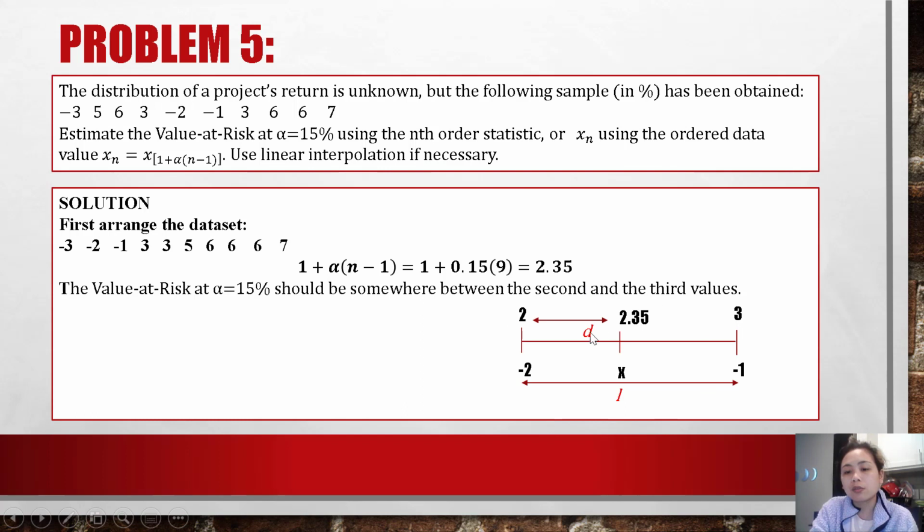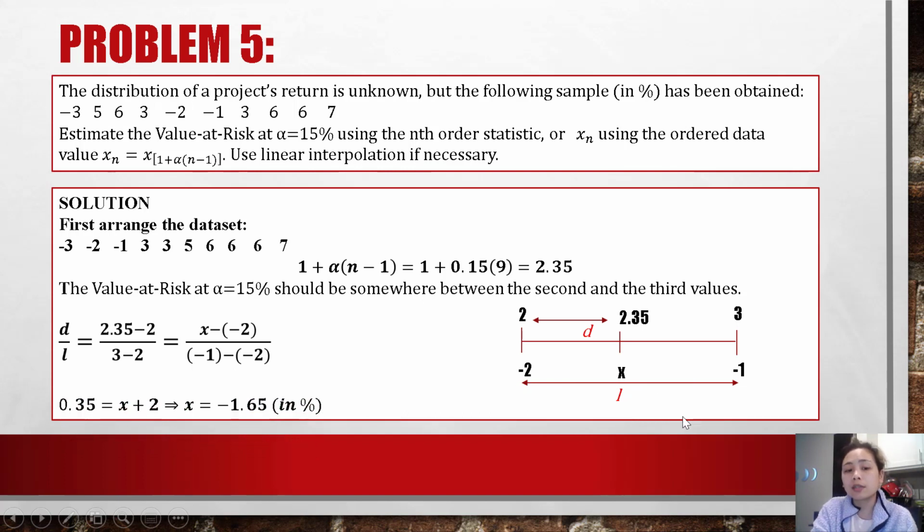And now we look at the diagram. On this diagram, I marked the orders of the data on the top numbers, and the bottom numbers are the values of the data set. So the ratio D over L should be equal to (2.35 minus 2) over (3 minus 2) using the upper scale, and it is also equal to (x minus -2) over (-1 minus -2) using the lower scale. And from here we solve for x. We get -1.65 in percent.